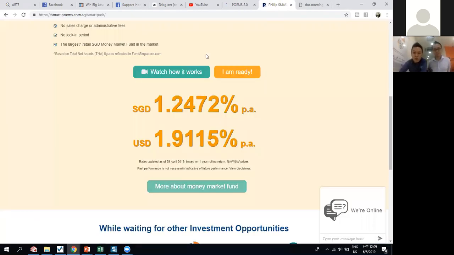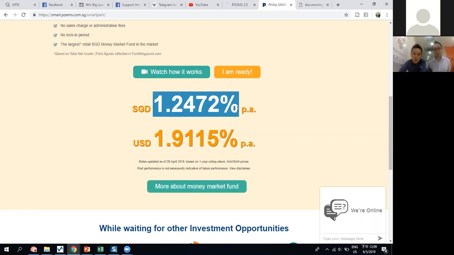By the way, if you are holding US dollars right now, the rate is 1.9115. So this is really, really good. I'll give you an example. If you put in 100,000, in 1 year you will get about $1,247. If you divide by 12 months, every month is about $100. So think about this: if you have 100,000 sitting in the bank, every month you are losing $100. You drop $100 on the floor.